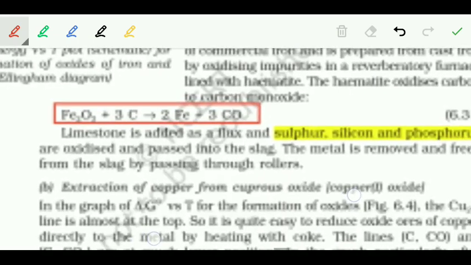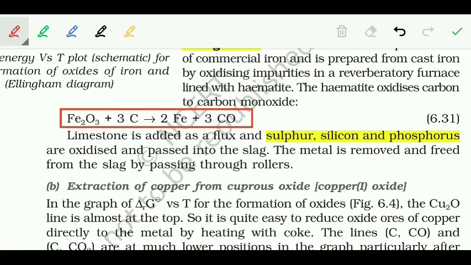Limestone is also added in this reaction as a flux, obviously to remove the several kinds of silicates or silica. It also removes the sulfur, silicon and phosphorus, which are oxidized and passed into the slag, meaning most of the impurities will get removed. If we have sulfur, it will be removed. If we have silicon, it will be removed. If we have phosphorus, again it will be removed. The metal is freed from the slag by passing through rollers. We have rollers and we pass it through, we get the purest form of iron.